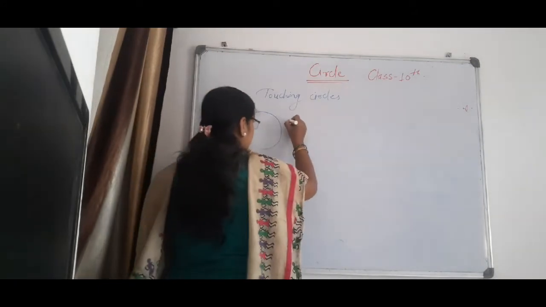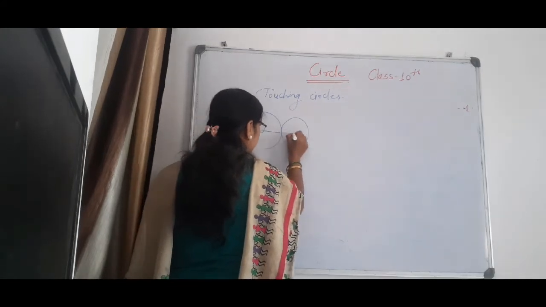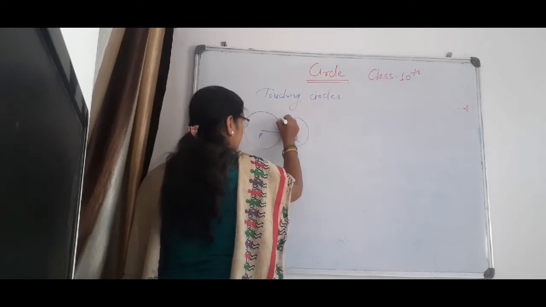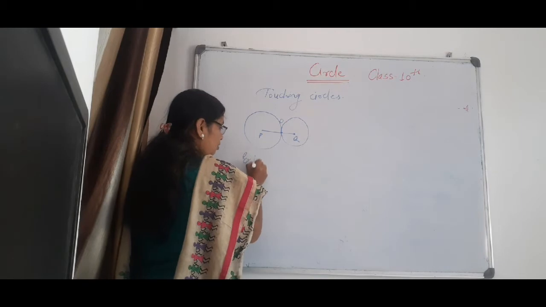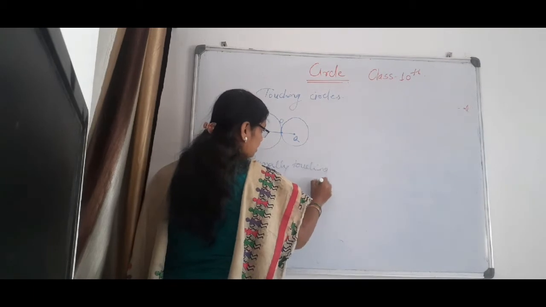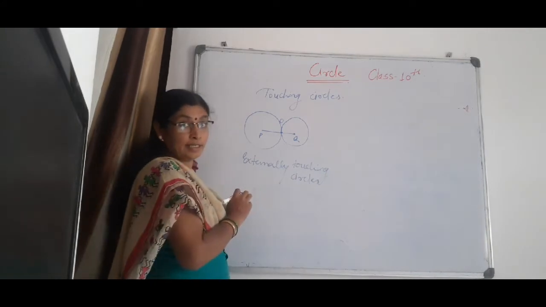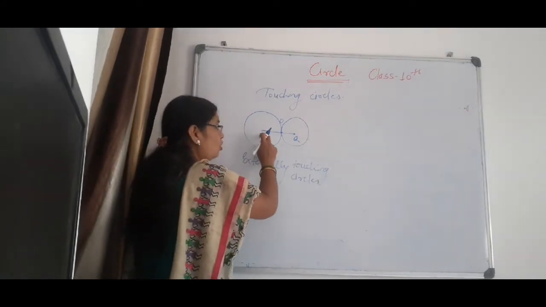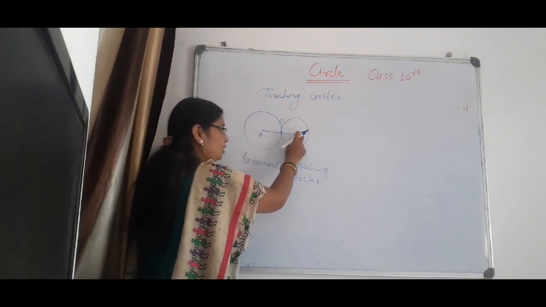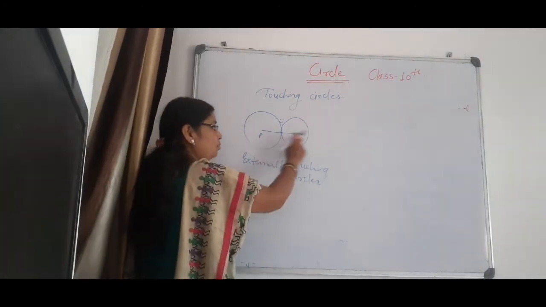Now see here, it is one circle. These are externally touching circles. These circles touch externally at point O. These are called externally touching circles. What is the property of these circles? The centers of both the circles and the touching point, all 3 lie in the same line. All 3 points are collinear.